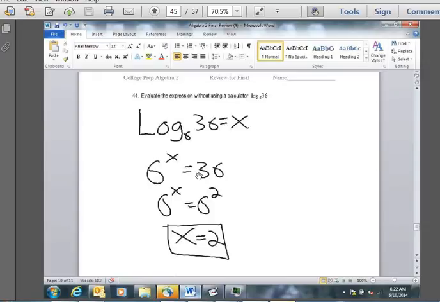Evaluate the expression without using a calculator. I don't know what this equals. Let's turn it into an exponential. That means 6 to something equals 36. Now, 36 can be written as 6 squared, and as you know by our properties of logs and exponentials, if two things have the same base, they must have the same exponent, hence why x equals 2.